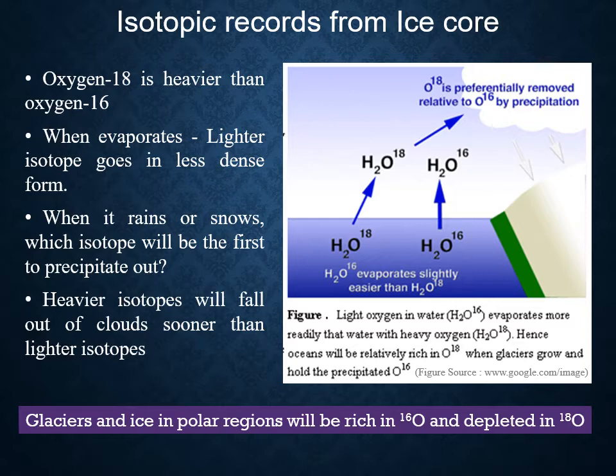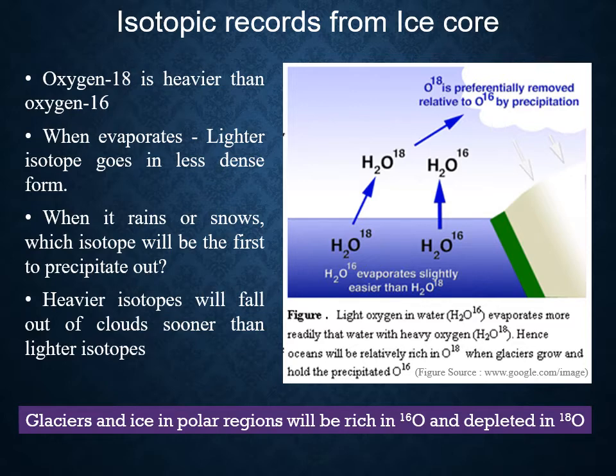Now, when this slightly O16 rich water vapor moves inland, say for example from the equator towards the polar region, at higher elevations this water vapor forms clouds, and from the clouds condensation occurs and precipitation occurs in the form of rain or in the form of snow.